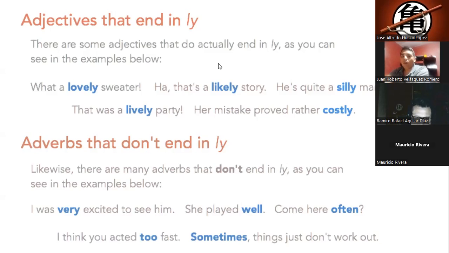So how are you going to know if this is an adverb or an adjective? Again, you just need to check what it is describing. Is it describing the noun or is it describing the verb? For example, what a lovely sweater. Okay, lovely is describing sweater. So this is an adjective, right? What is lovely? Do you know what is lovely? Hermoso. Hermoso, very good. The other example is, that's a likely story. So likely is describing story. So it's an adjective. What is likely?